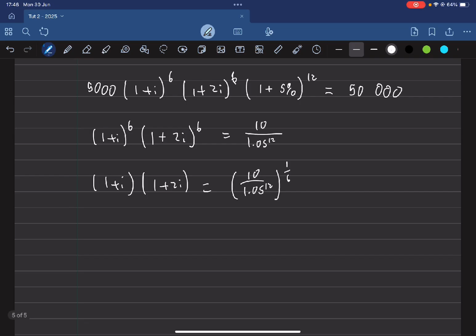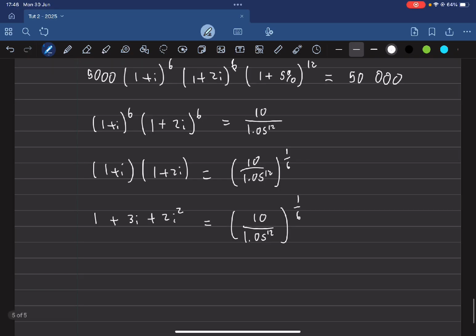We're going to get 1 plus, if we multiply that, we get I, multiply that, we get 2I, so it's going to be 3I plus 2I squared, okay, and that's going to give us 10 over 1.05 to the 12 to the 1 over 6. Okay, and now we're going to solve this as a quadratic, so I'm going to want to move this across, so we're going to get 2I squared plus 3I, and if we move this across and plug it into a calculator, I'm going to get minus 0.33134. Obviously it keeps going, but I'm just going to round it there, equals 0.